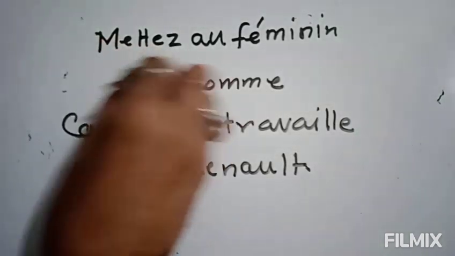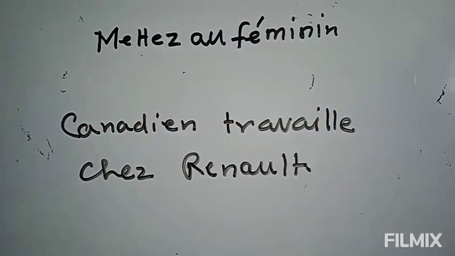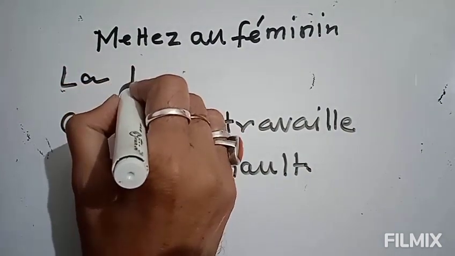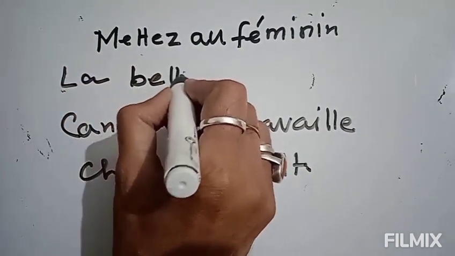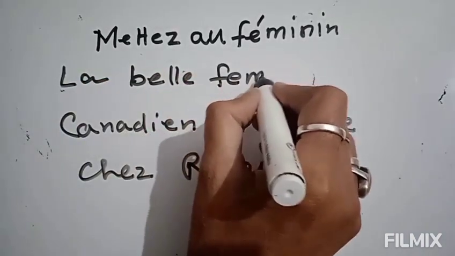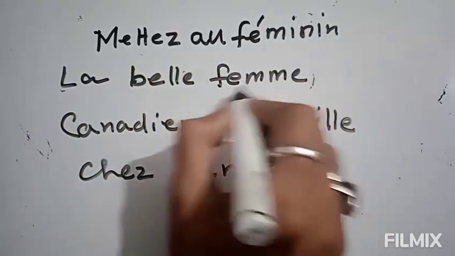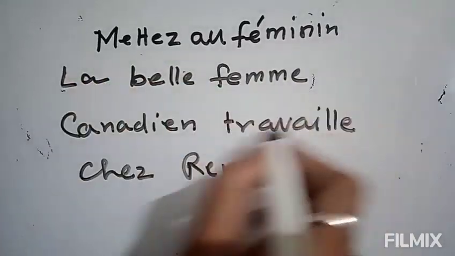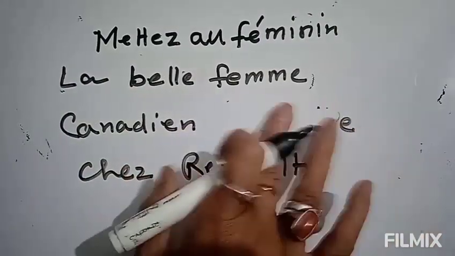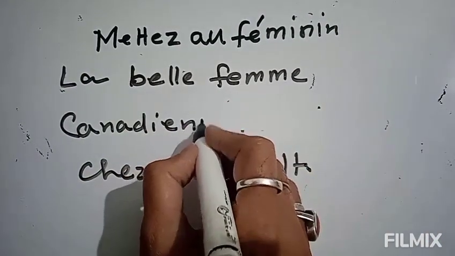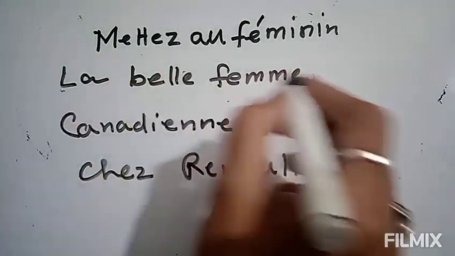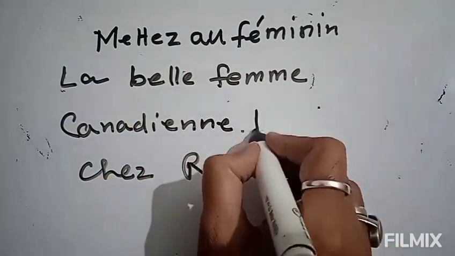So from the top to bottom, le article will be la. Belle will be belle, feminine, B-double-L-E, la belle femme. Homme, man, will be femme in feminine. La belle femme. Canadien will be double N-E, it is a feminine nationality. Nationality is being changed. La belle femme canadienne travaille.